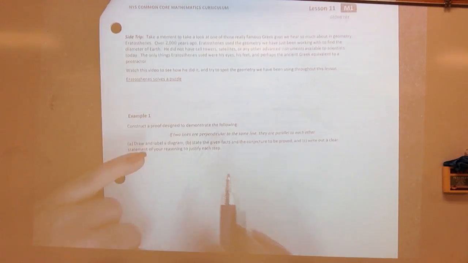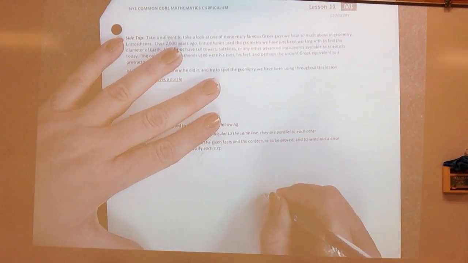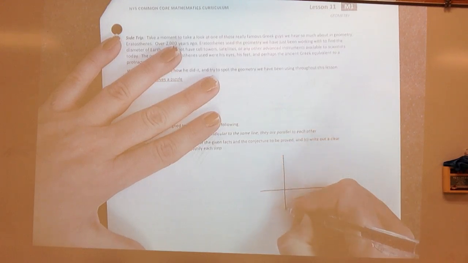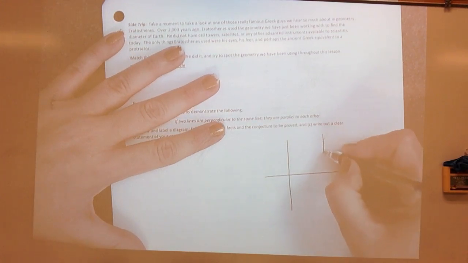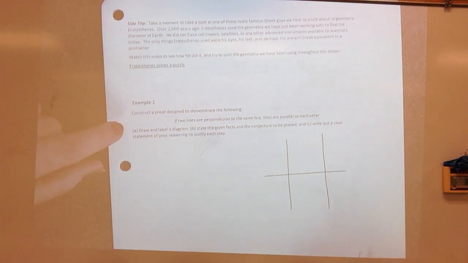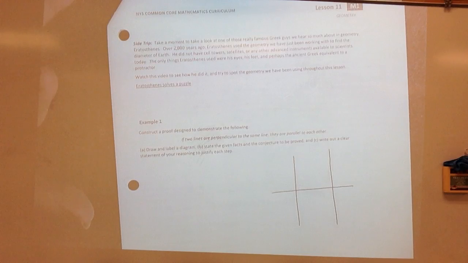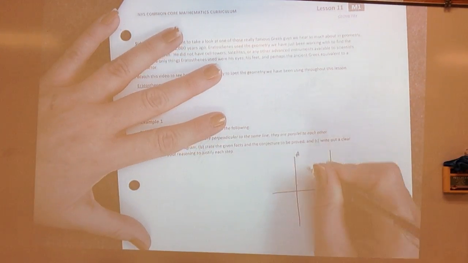Alright, so if two lines are perpendicular to the same line, so to be perpendicular, they would form right angles. Alright, once again, mine's not perfect. But it says if two lines are perpendicular to the same line, then they are parallel to each other. So here's what I'm given. Let's label our lines here.